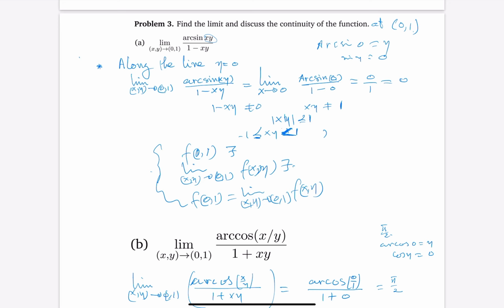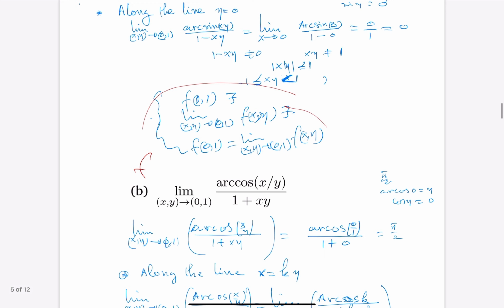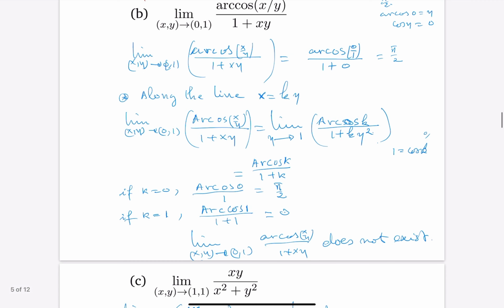Remember the function, the limit. Okay, just get the limit of the function. Then the limit from here, I didn't write down, but the limit, f is continuous, okay? f is continuous at 0 and 1. Good. The next one, you have this one.